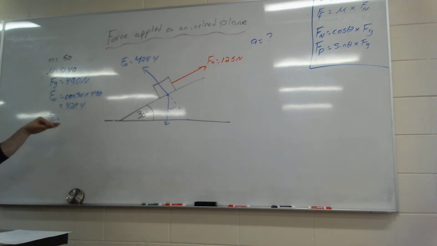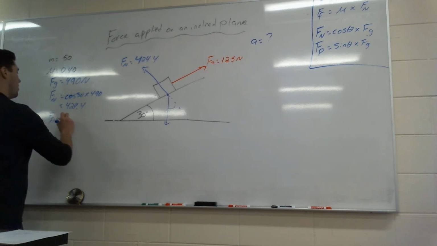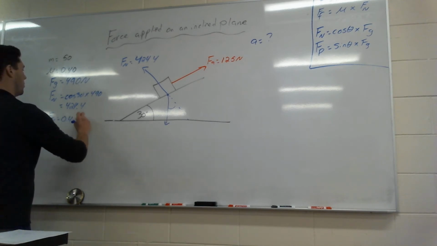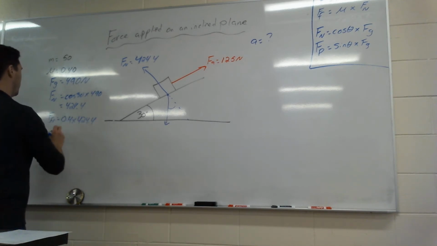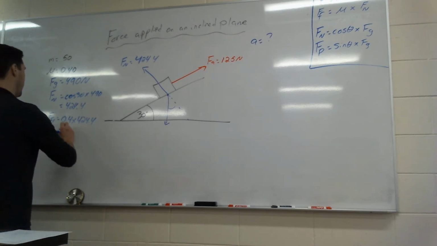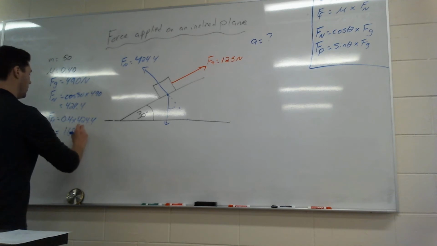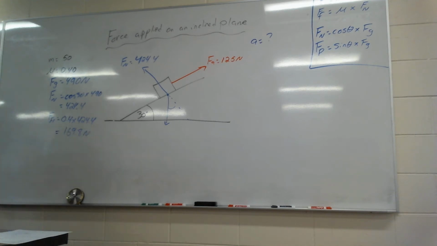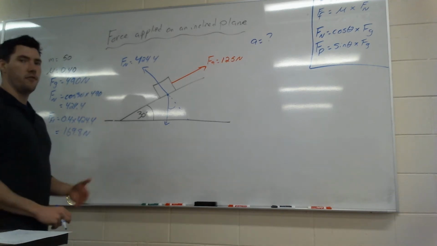Force friction is just mu, your coefficient of friction, times force normal. So 0.4 times 424.4. Holy, it's a lot of force. All right, our answer for our force friction is 169.8.